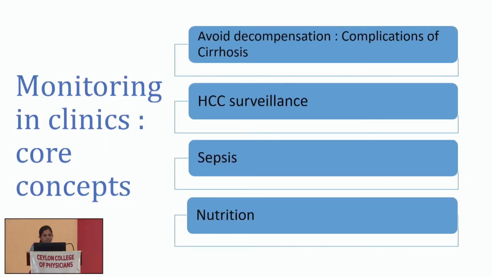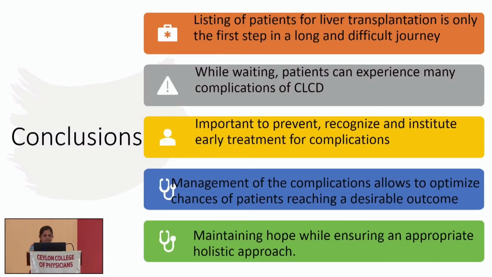So after doing everything, we need to monitor this patient in the clinic. So these are the core concepts when we are dealing with the patient. We need to avoid decompensation and complications of cirrhosis, and we need to have surveillance for hepatocellular carcinoma and sepsis evaluation, and the important thing is nutrition. So that comes to the end of my presentation.